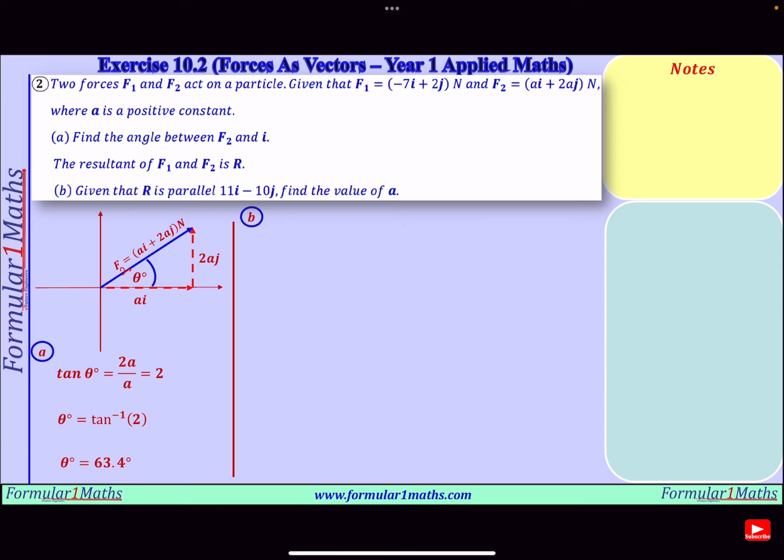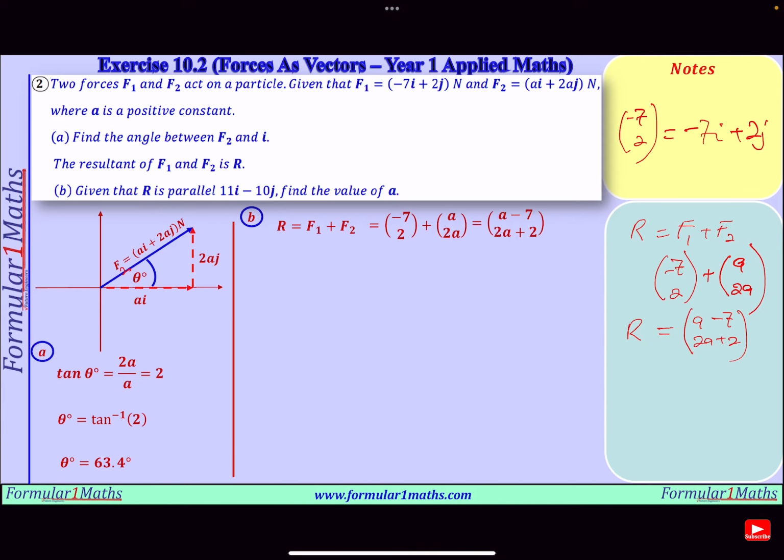B. Let's find the resultant of F1 and F2. The resultant of F1 and F2 will be obtained by adding F1 and F2. So R will be equal to F1 plus F2. I prefer writing my vectors as column vectors. So F1 is minus 7, 2, which is the same as minus 7i plus 2j, same thing. And F2 is a, 2a.